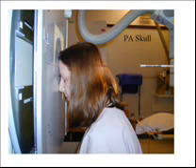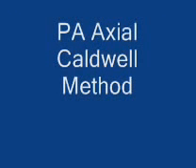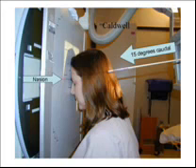For the PA projection of the cranium, the frontal bone is of primary interest, and the central ray is directed perpendicular to exit the glabella. For the Caldwell method, direct the central ray to exit the nasion at an angle of 15 degrees caudad.